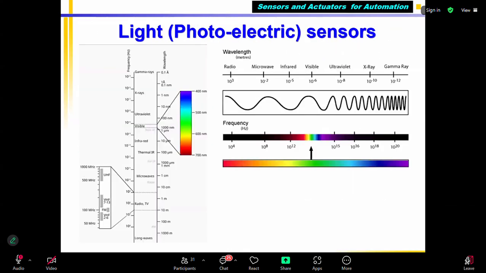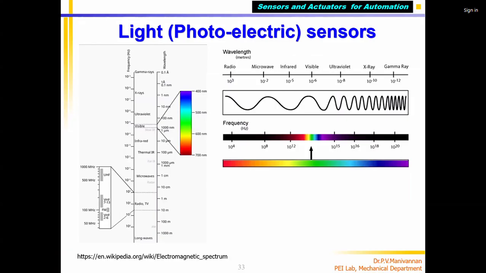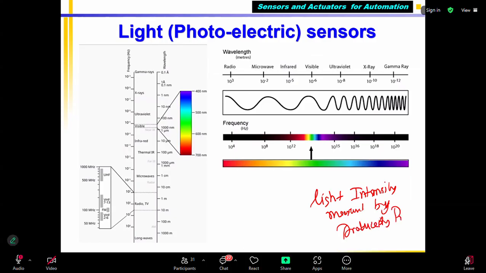Okay. Now already we saw that. We will go to the next type of sensor. Next type of sensor, very popular. I told you there are 6 types of sensor we saw. Today we are going to talk about light or photoelectric sensors. We know that photoelectric sensor means it is going to measure light intensity. It is going to measure light intensity falling on the sensor. Intensity measured by producing proportional voltage.